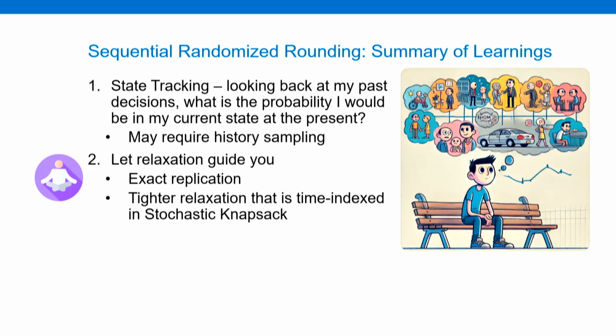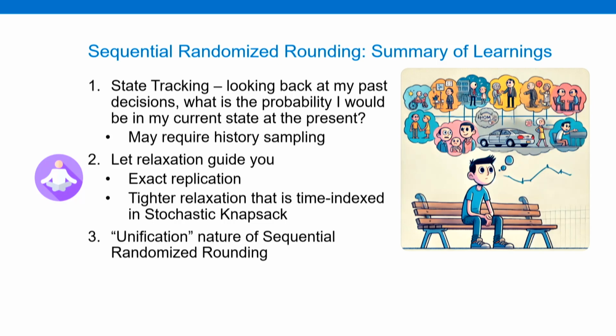And finally, this is almost an oxymoron in real life, tighter relaxation. I don't think that's a good way to relax, but it's a good thing often. For stochastic knapsack, we needed this tighter relaxation. You can't relax too much. You need the variables that are time indexed that tell you when to do what.